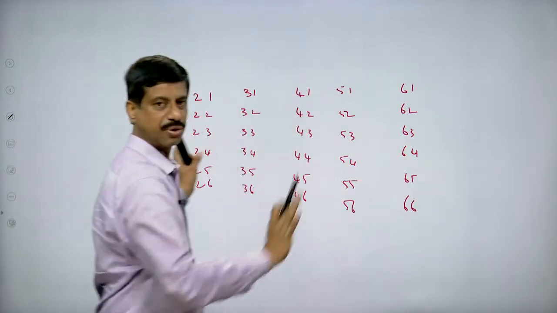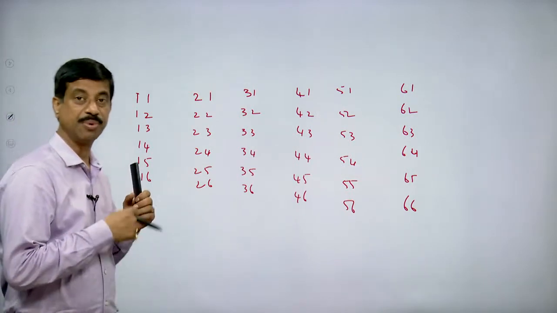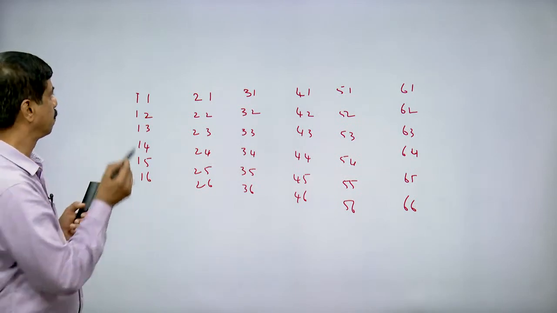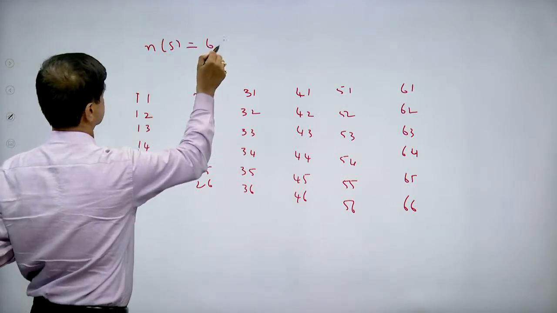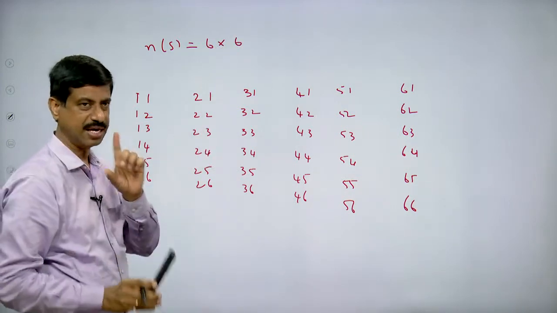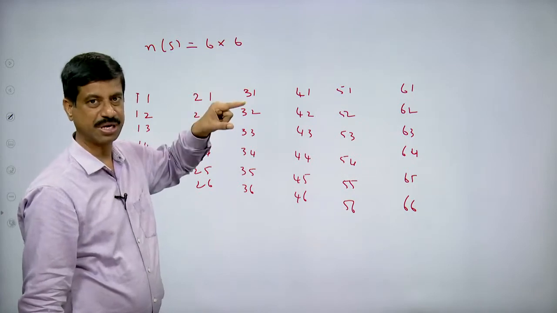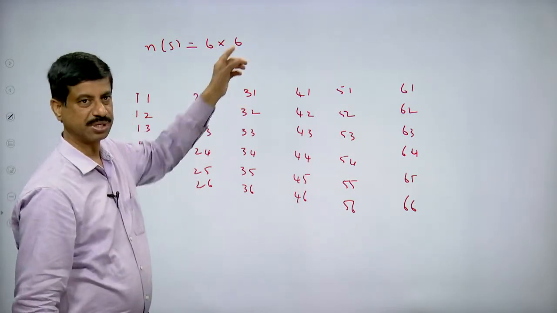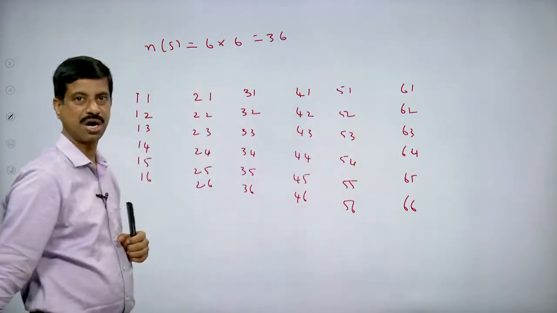So these are the only possibilities. Look at that, children. If 2 dice are thrown, will there be more than these possibilities? No. Therefore, what is n of S? 6 into 6, meaning for first die there are 6 possibilities: 1, 2, 3, 4, 5, 6. And means multiplication, or means plus. For second die also there are 6 possibilities. N of S equal to 6 into 6, that is 36. You see, is it 36 or not?